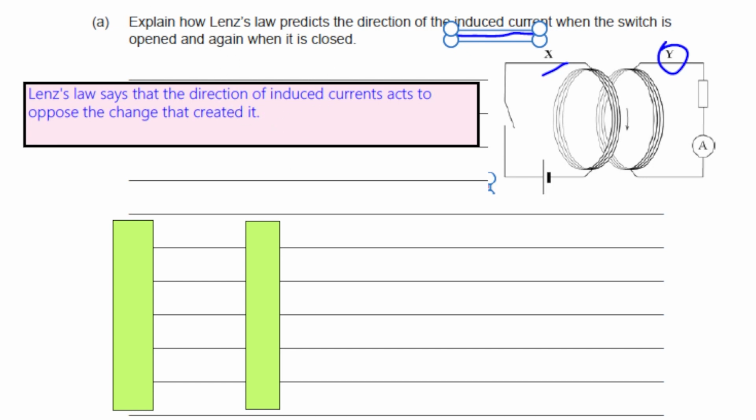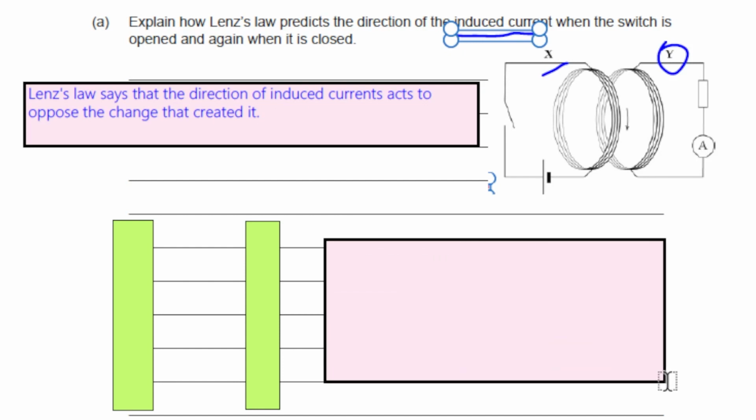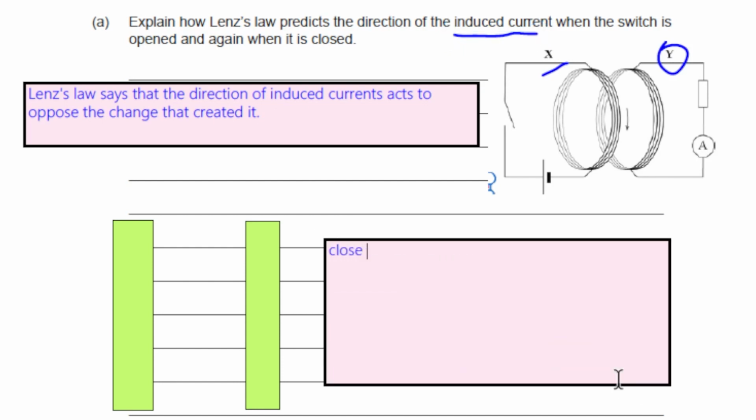So let's walk this through step by step. The first thing we're going to say is that you close the switch. So when you close the switch, that means there's a rapid increase in I in coil X, right? That creates a rapidly changing flux in X. So let's just illustrate that.